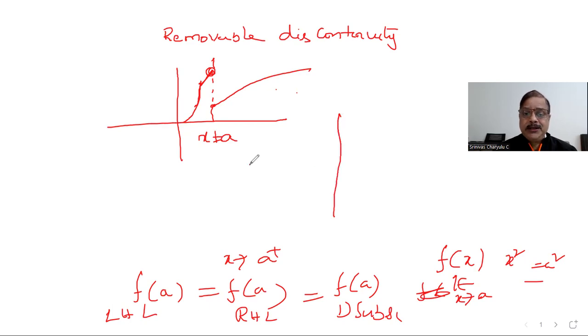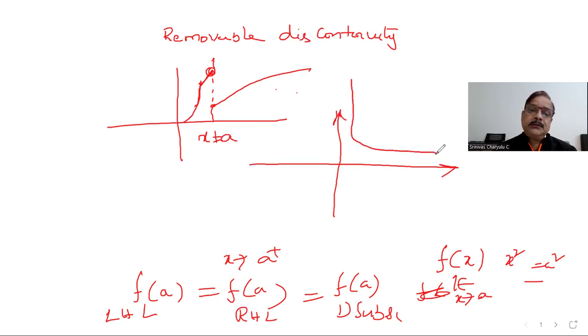Another discontinuity is there. This is called infinite discontinuity. Infinite discontinuity means what? We don't know the other end. The function will be traveling towards this side.